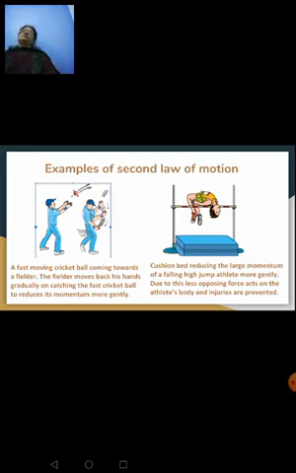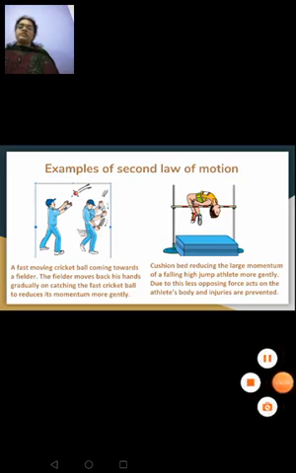So from this, Newton's second law of motion must have become very clear to you. The rate of change of momentum is directly proportional to the applied unbalanced force. There is a mathematical derivation for this Newton's second law of motion, which we will be doing in the next class. Till then, you keep revising these first two laws, and a worksheet is given along with this. So you just try to solve it and understand the concept.